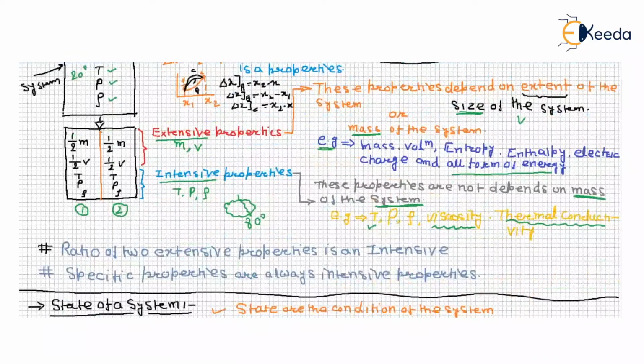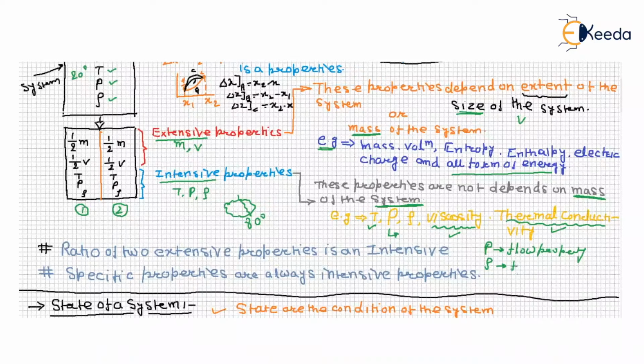The temperature is same, pressure is same, density is same, viscosity is same, and thermal conductivity is same, because viscosity is the property of the fluid, thermal conductivity is the property of a material, pressure is the property of flow. That means what is the difference between them? What is pressure? Pressure is a flow property. And density is the fluid property.